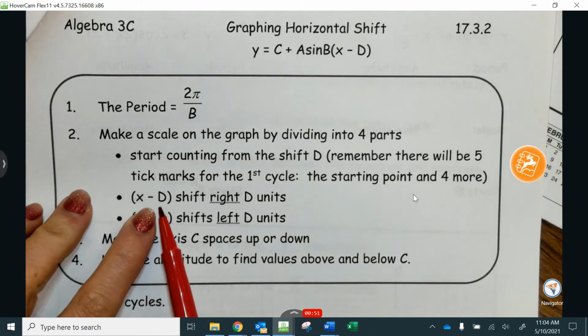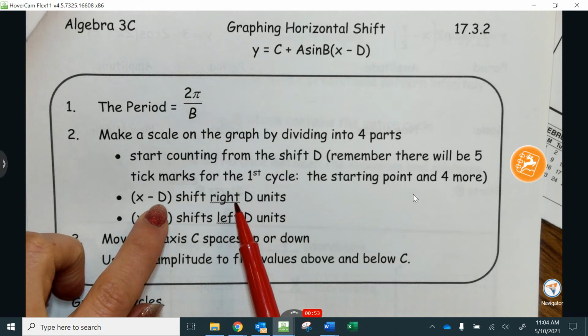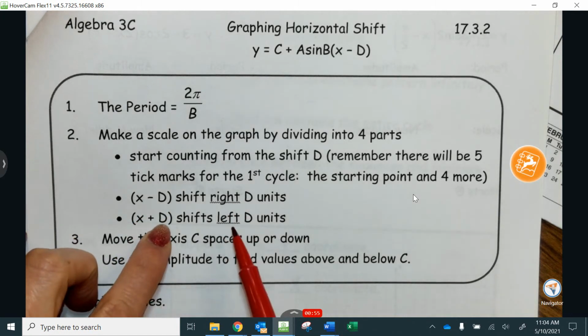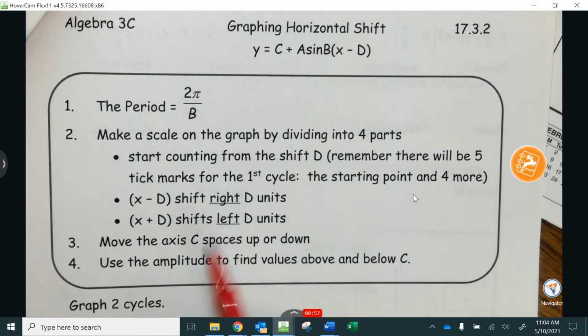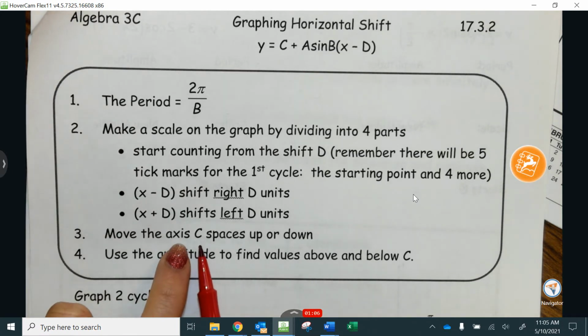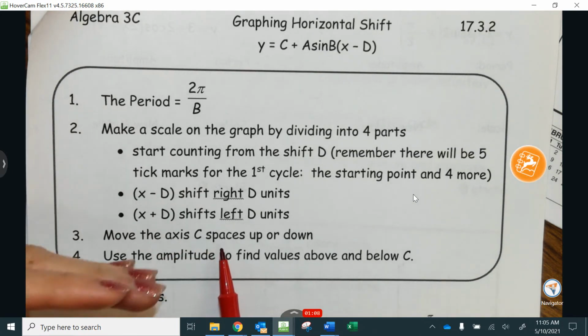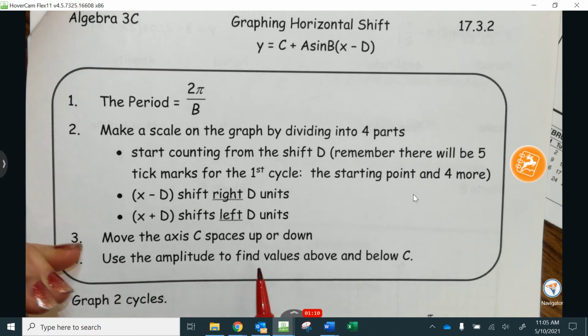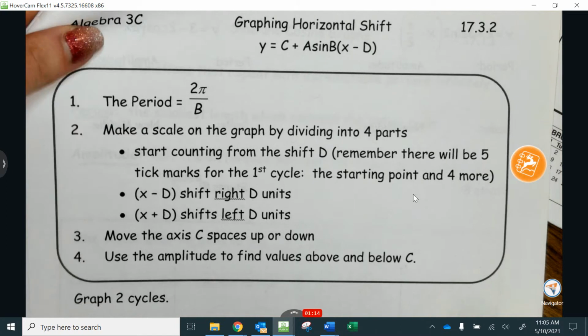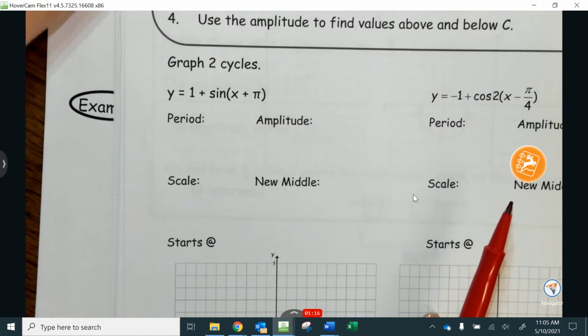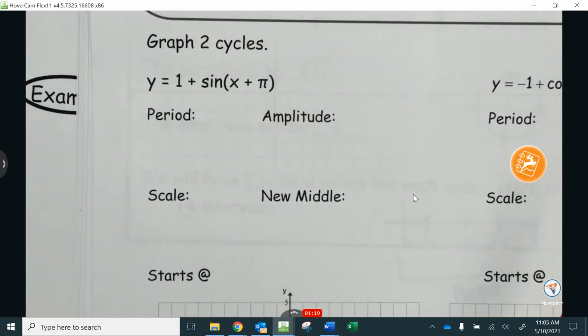So when you are subtracting D, it moves to the right, and when we are adding D, it moves to the left. So it kind of flips the signs, like all equations do when it's by the x. And then you are going to do your C, which is starting at your new middle, and then you go up and down your amplitude. Okay? So we are going to graph this one first.